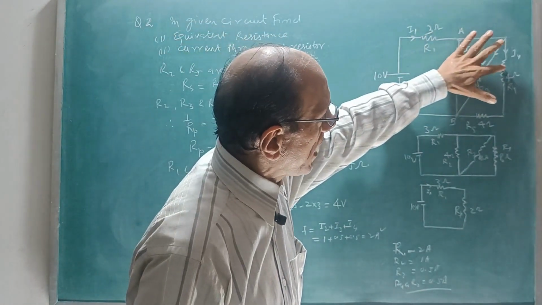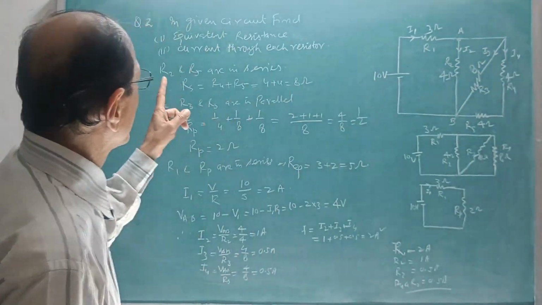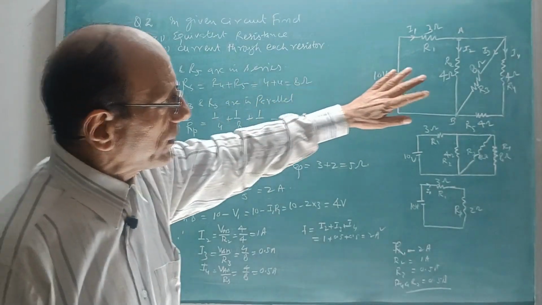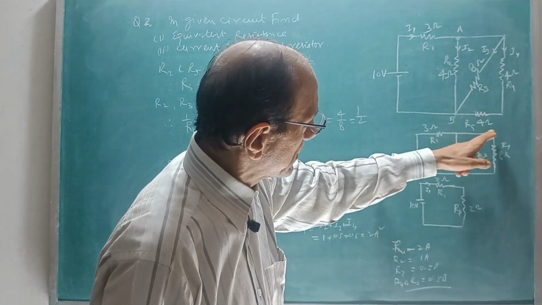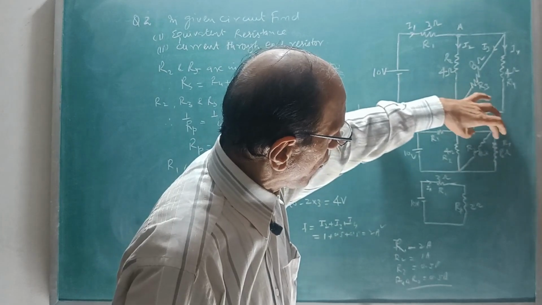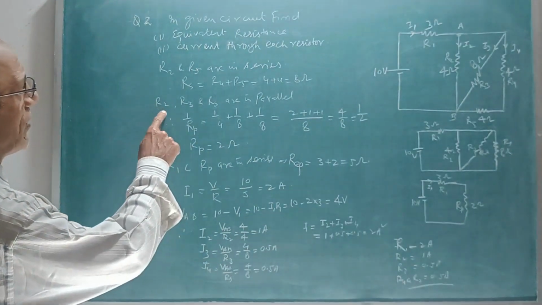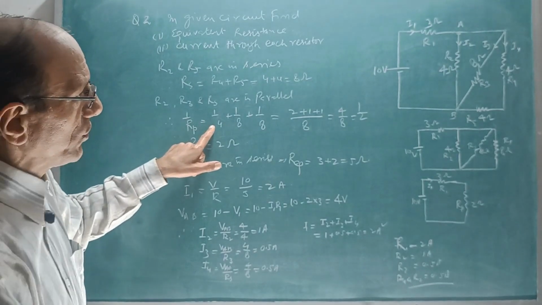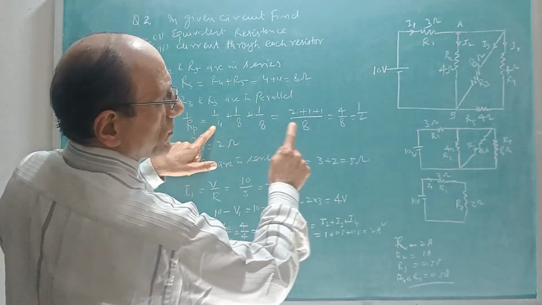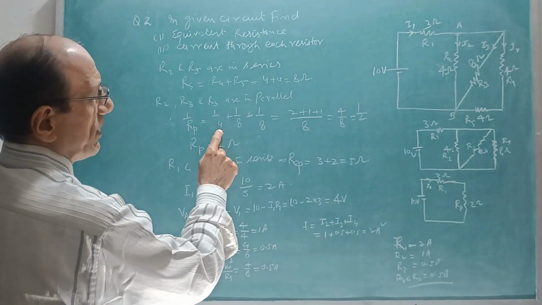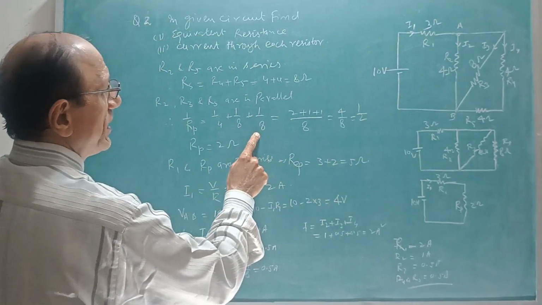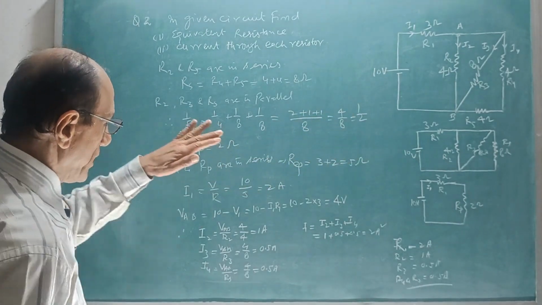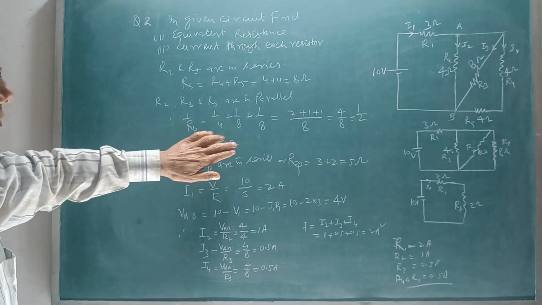First of all, we see that R4 and R5 are in series. So we can find the R series as this plus this, that is 4 plus 4, that is 8 ohm. The equivalent circuit will become like this, because this is R series, this is R3, and this is R2. And these three are all in parallel. Therefore 1 by Rp will be equal to 1 by R2 plus 1 by R3 plus 1 by R series. That is 1 by 4 plus 1 by 8 plus again 1 by 8. The LCM is 8. This will be 2 plus 1 plus 1, that is 4 by 8, that is 1 by 2. Making the reciprocal, Rp will be equal to 2 ohm.